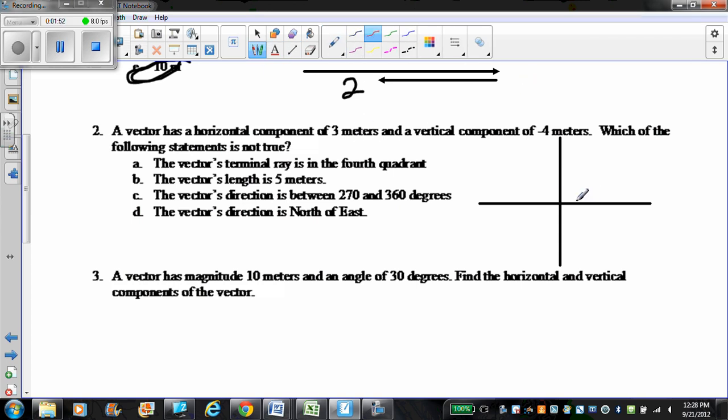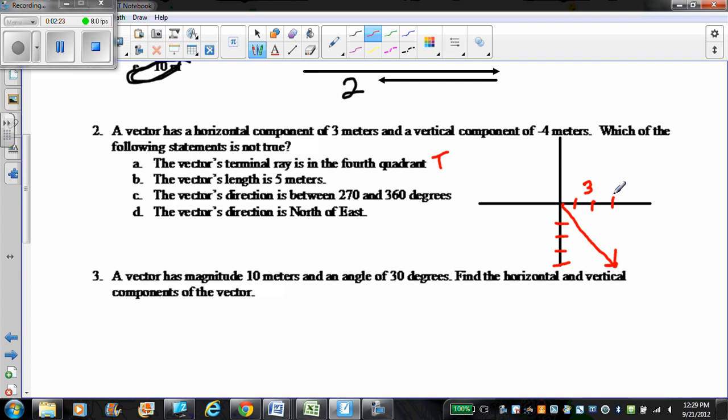over 3, down 4. 1, 2, 3. 1, 2, 3, 4. There's my vector. The vector's terminal ray is in the 4th quadrant. That's true. The name of this vector, a vector is also a terminal ray, and it is in the 4th quadrant. So that's true. The vector's length is 5 meters.